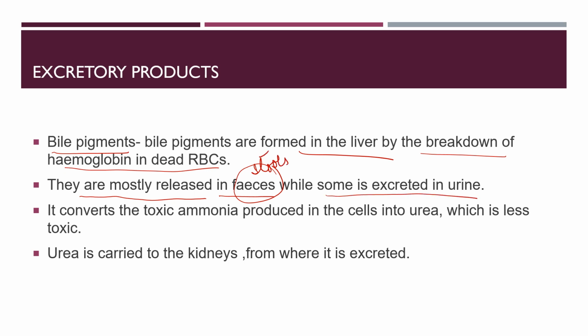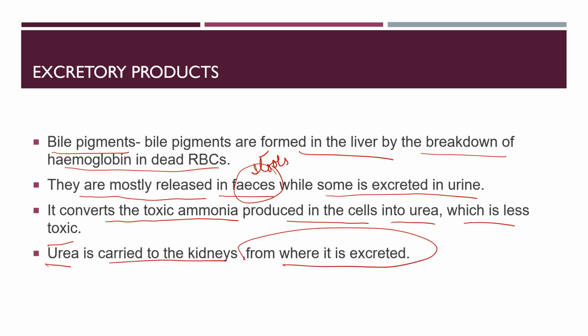So what is the liver doing? It is converting the toxic ammonia produced in the cells into urea, which is less toxic. So toxic ammonia, which is much more harmful than urea, is converted to urea, and then urea is carried to the kidneys, from where it is excreted.